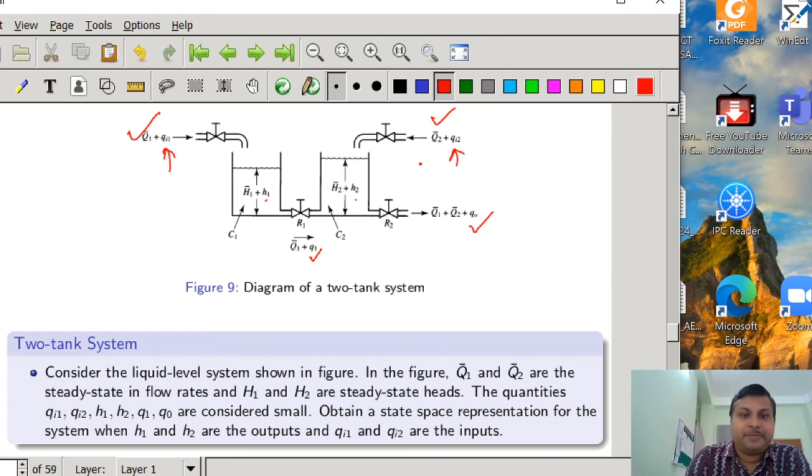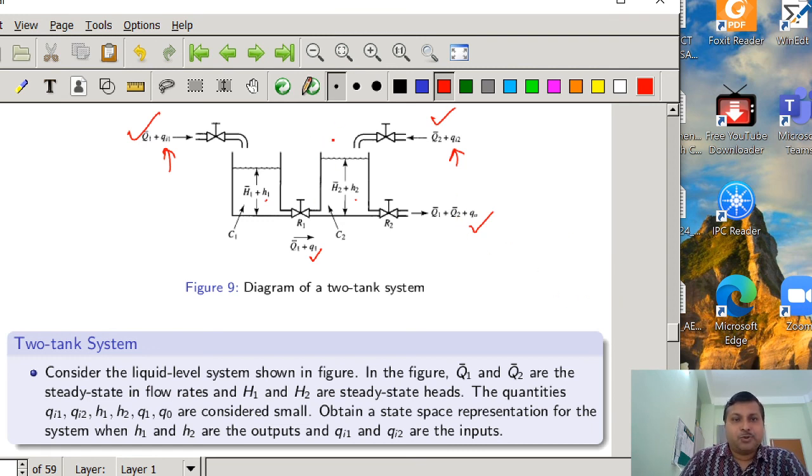For this system, H1 and H2, the levels inside the tanks, are considered as outputs, and the two inflow rates, QI1 and QI2, which are instantaneous, are the inputs to the system. But here no state variables are defined. So if you are not able to identify what the state variables are for the given system, I advise you to write the differential equation associated with this system, and from there you can decide which variable will qualify as a state variable. So let us move to write the differential equation associated with this system.